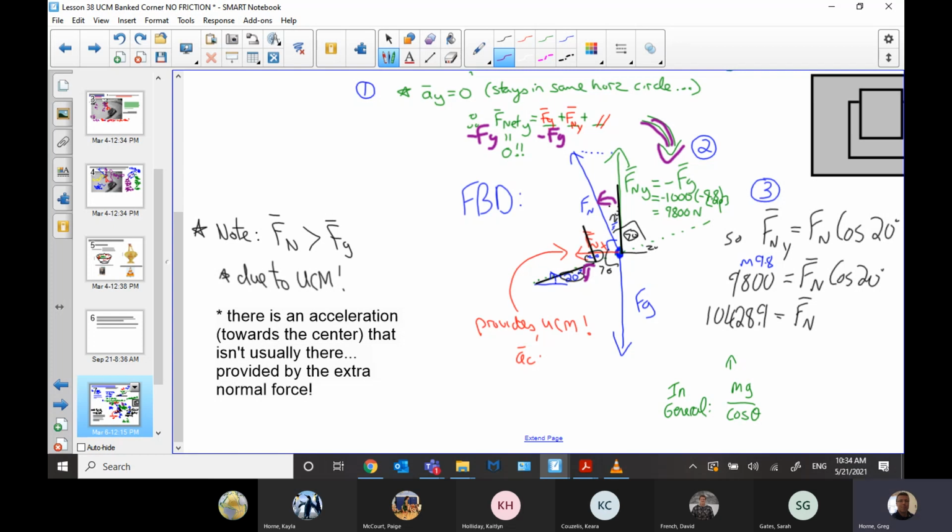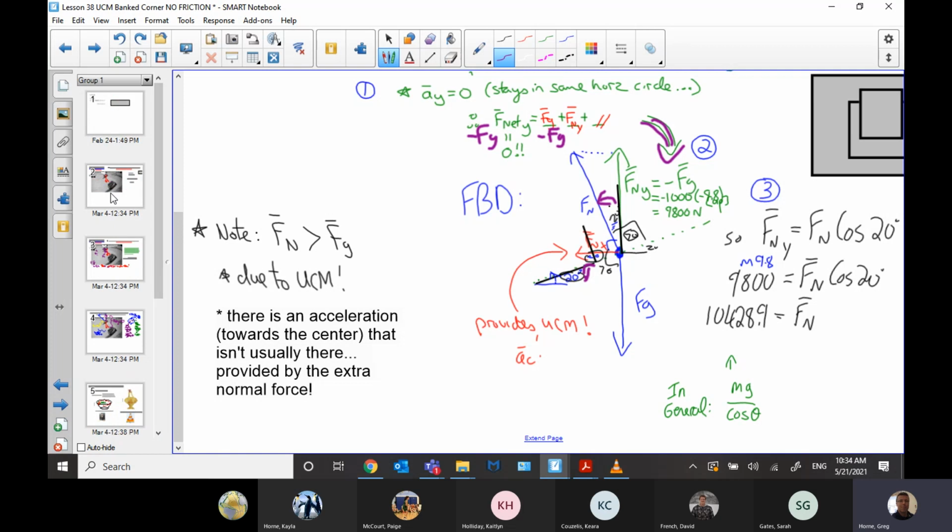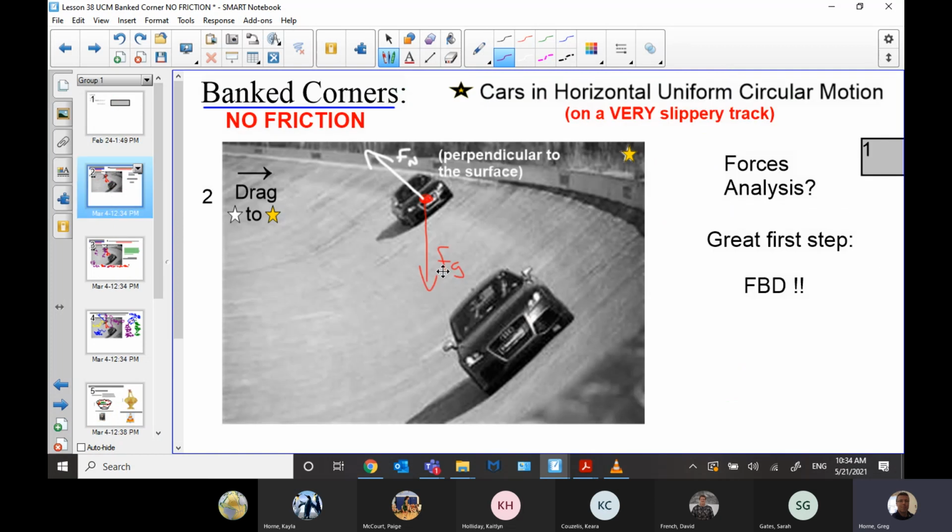So there's the FNY and then there's the FNX, but there's also just a plain FN. How come we have all three of them? So remember that the actual forces, go back to the original diagram here, the actual forces on this car are the gravity force and the normal force. All we're doing when we're showing FNX and FNY is showing the components of those things, right?